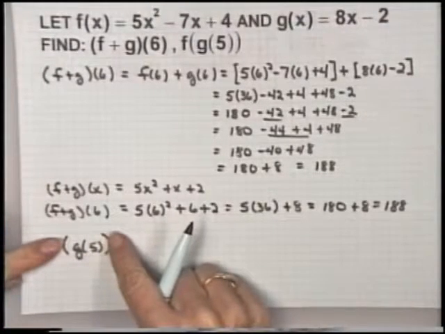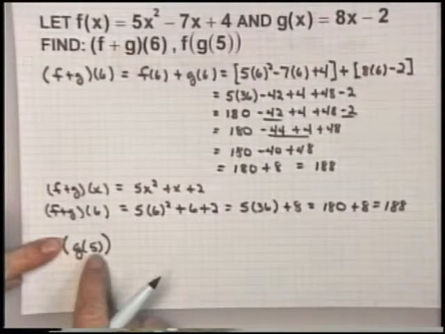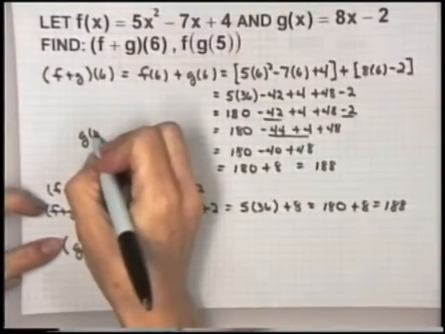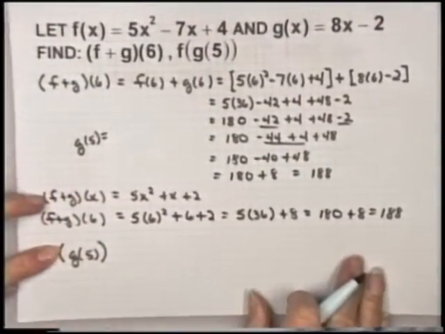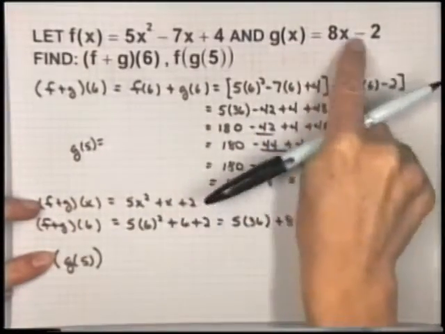So here's this outside parenthesis. What do you see inside there? I see g of 5. Let me use this space right here. G of 5 means that you're going to go to function g and replace x with a 5, doesn't it?